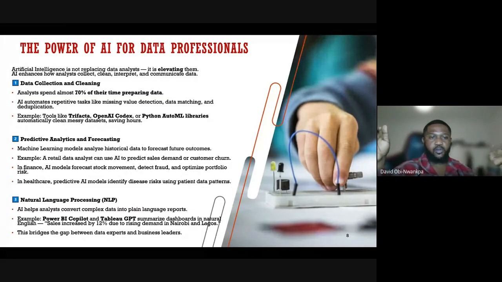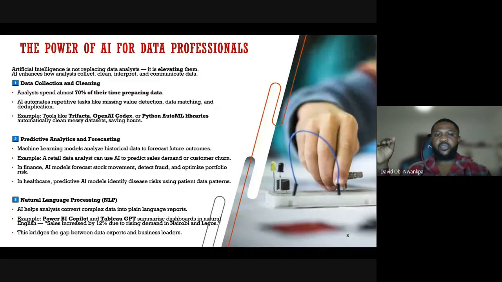An example is a retail data analyst who can use AI to predict sales demand or customer churn. In finance, AI models forecast stock movement, detect fraud, and optimize portfolio risk. And in healthcare, predictive AI models identify disease risk using patient data patterns.